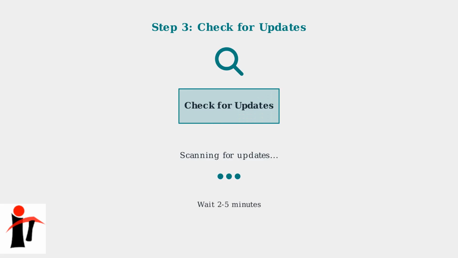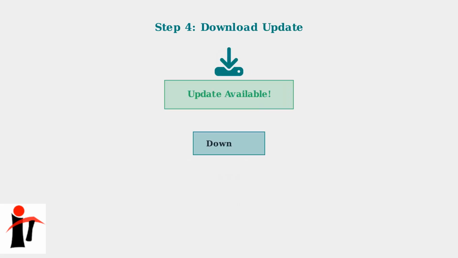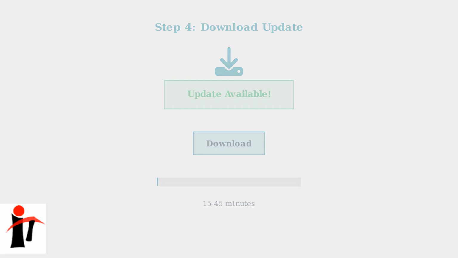The system will scan for available updates, which typically takes between 2 to 5 minutes. Be patient during this process. If an update is found, you'll see a download option. Select it to begin downloading the update. This process can take anywhere from 15 to 45 minutes, depending on the update size and your internet connection speed.